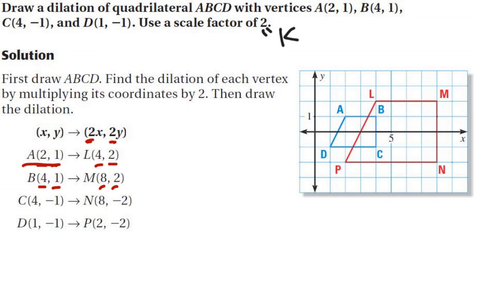So M is at (8, 2), and notice that B and M also lie in a straight line. I didn't draw a very straight line, but you get the idea. C and N, likewise, D and P, same thing. Just multiply the x and y coordinates by 2, which is the scale factor, and you get your x and y coordinates for the image.